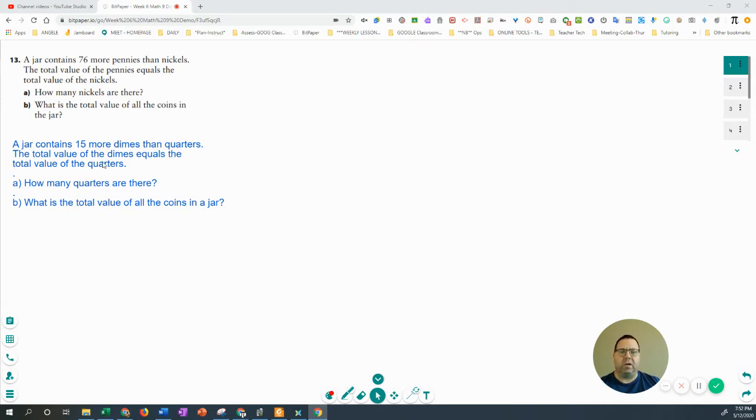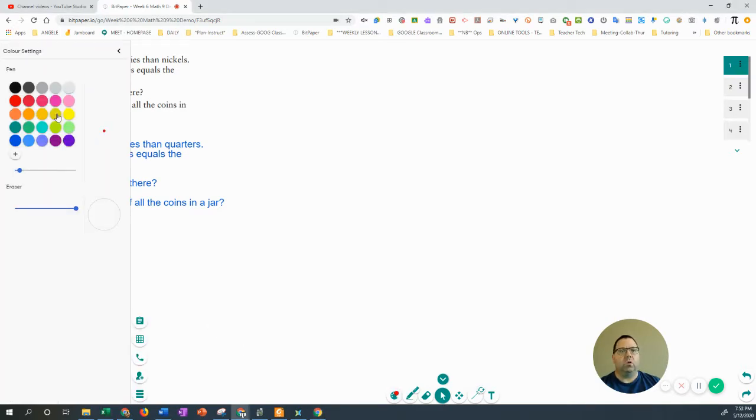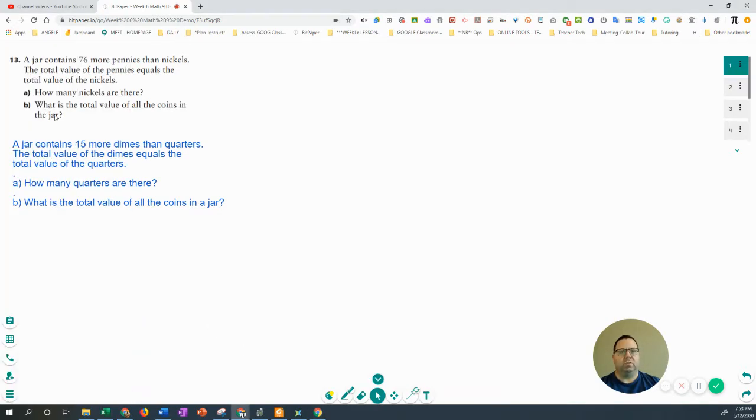Well, okay, so here's what I've done. Obviously, I'm not going to solve this question for you, but I will do a similar problem. So let's start with my question. A jar contains 15 more dimes than quarters. The total value of the dimes equals the total value of the quarters. How many quarters are there? And what's the total value of all the coins in the jar? There's two questions here.